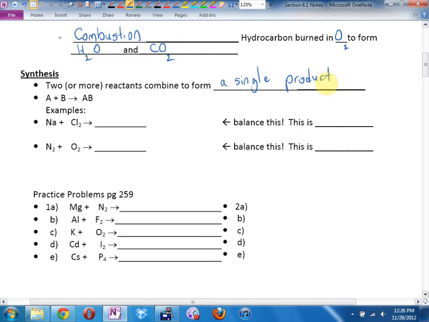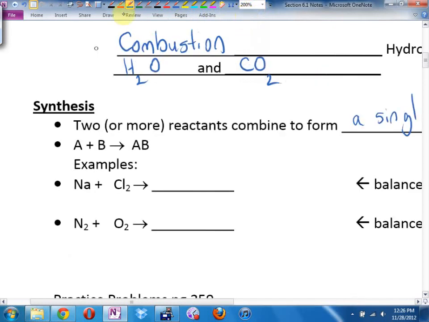Okay. If I wanted to write that generically, Jessica, I would say you have element A plus element B. We put them together, they form element AB. That's our generic version of the synthesis reaction.